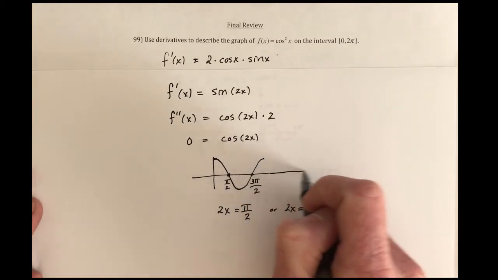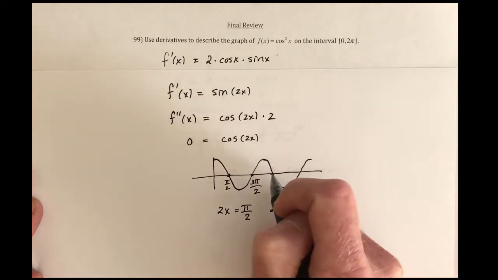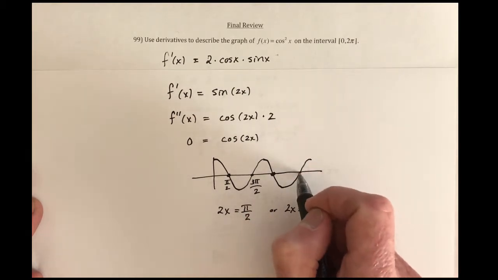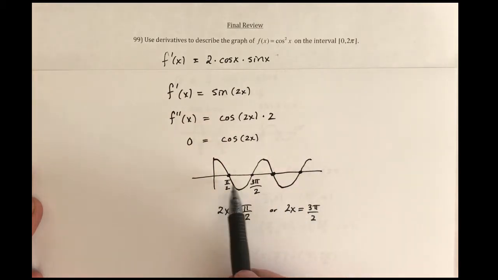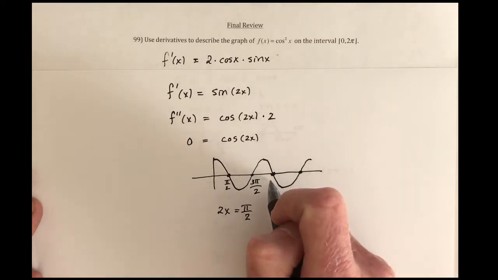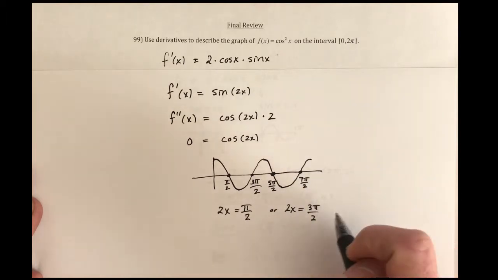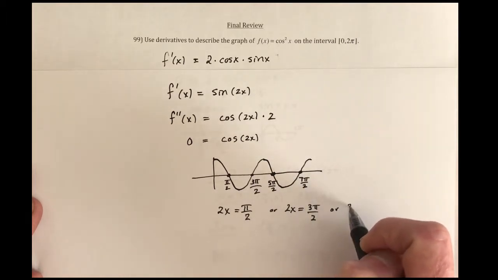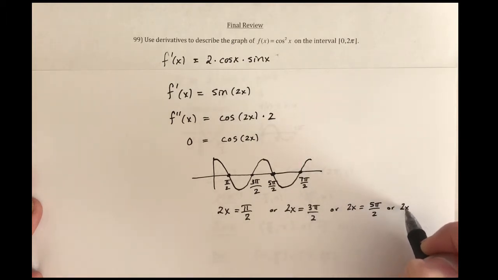So then if you follow this graph out one more cycle, then there would be another answer right here and another answer right here. So if this one's 1 pi over 2 and this one's 3 pi over 2, the next one would be an odd number, so 5 pi over 2, and then 7 pi over 2. So there would also be that 2x equals 5 pi over 2, and 2x is equal to 7 pi over 2.